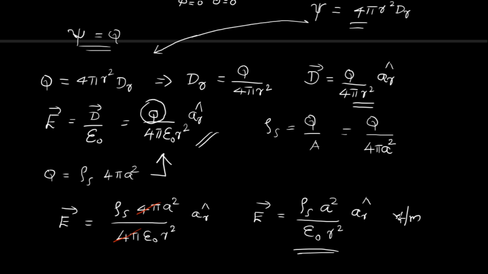So what does it tell you? The electric field intensity at some point outside the spherical shell is directly dependent on the square of the radius of the spherical shell, and inversely dependent on the square of the radius of the Gaussian sphere. That's why I was repeating that the point P is just outside the shell.